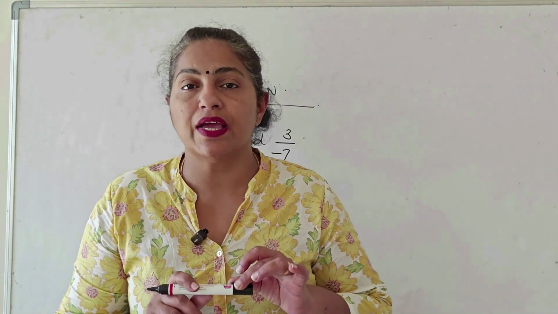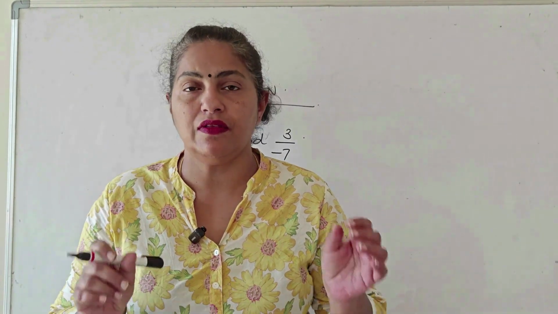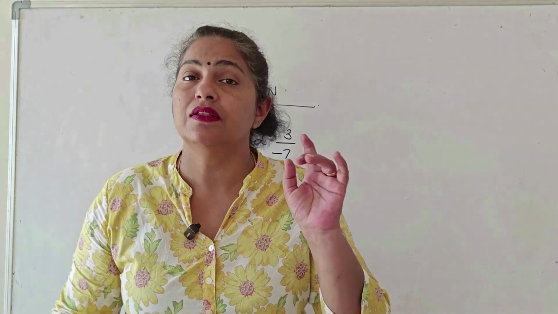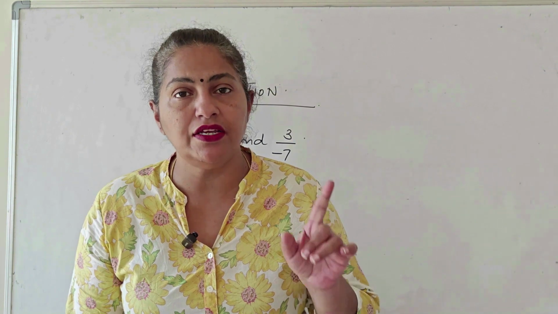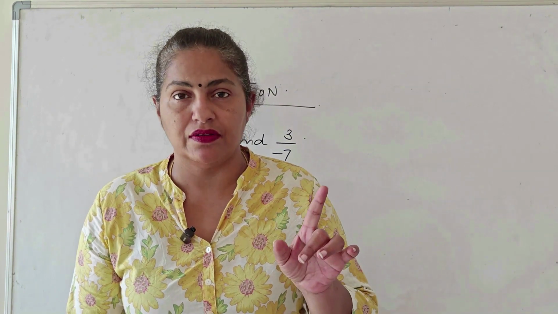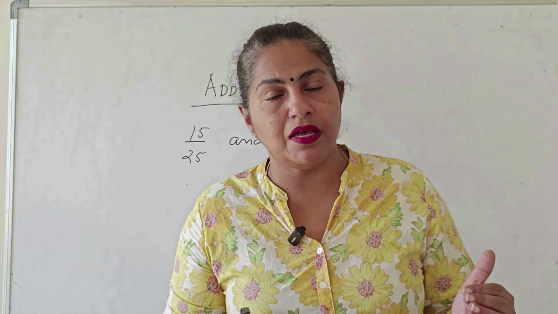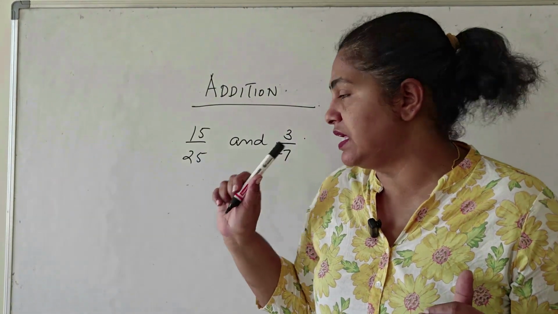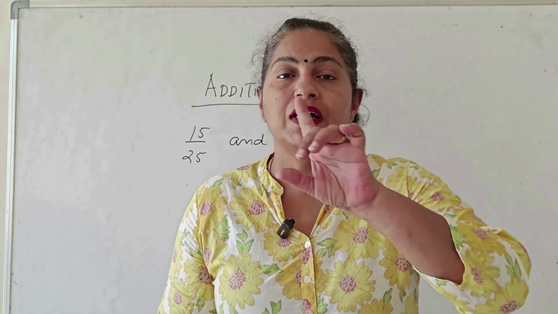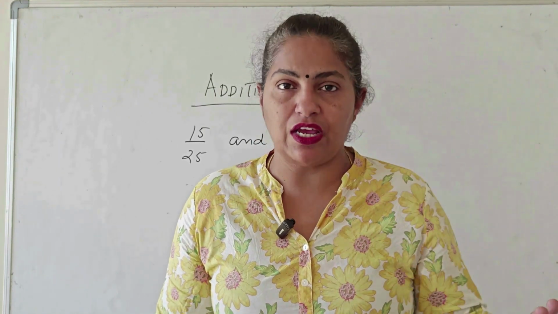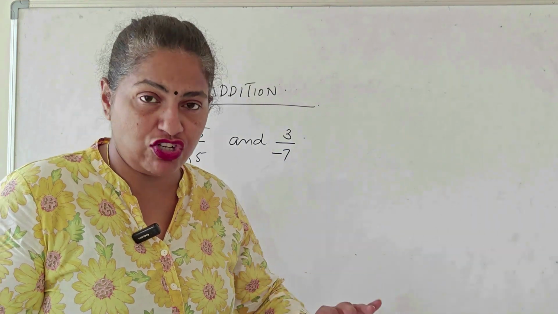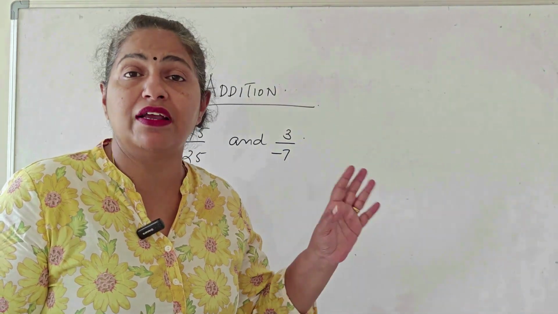Let us move on to the addition of rational numbers. Let us see the basic steps that need to be followed when you are adding two rational numbers. Now, let us apply these steps to a problem. You have to add 15 by 25 and 3 by minus 7. So, what is the first step? Make sure each of the rational numbers is in its standard form.